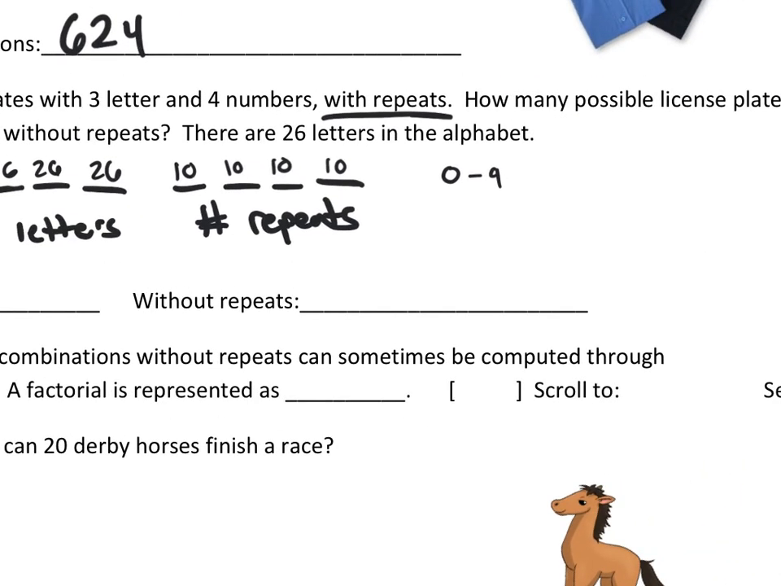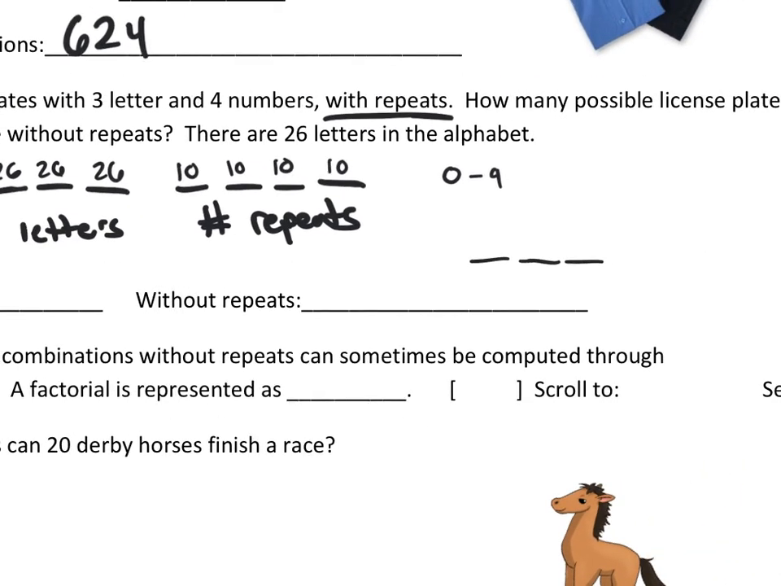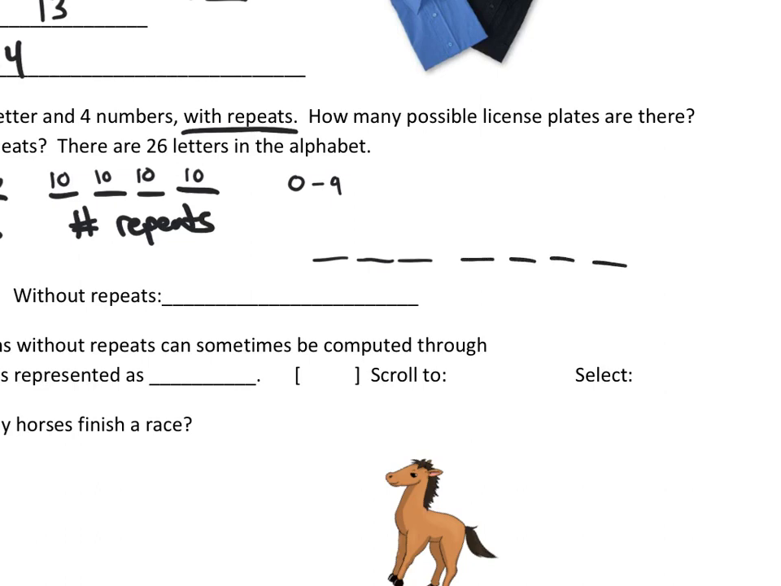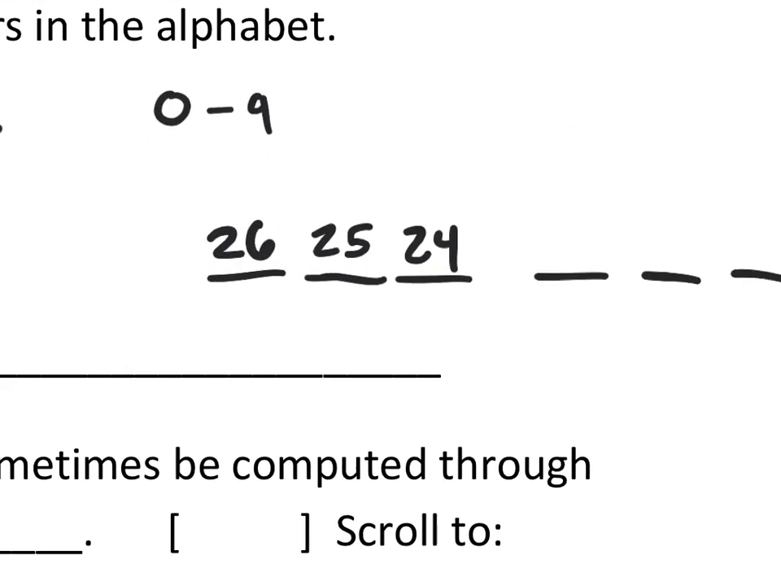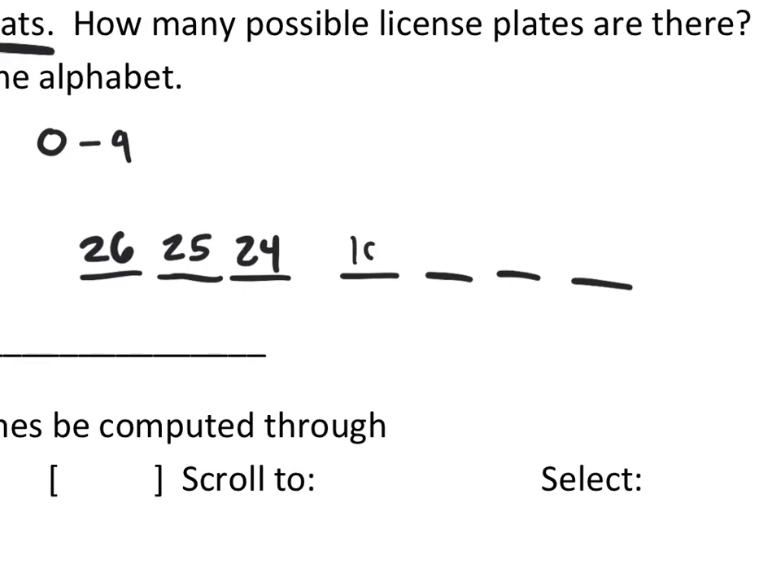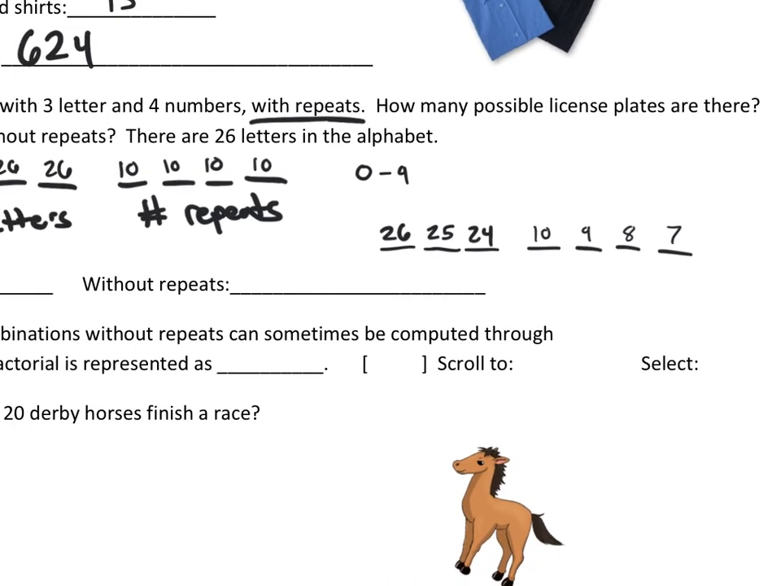Here it is without repeats, though. Same 3 letters, same 4 numbers. There's 26 options at first, but if we're not having repeats, they start to decrease because there was 26 options. You had every letter possible. The next slot, though, you can only have 25 letters available because one of them's already taken. And then for the third one, there's only 24 available. And then it would go 10, 9, 8, 7 for the numbers.